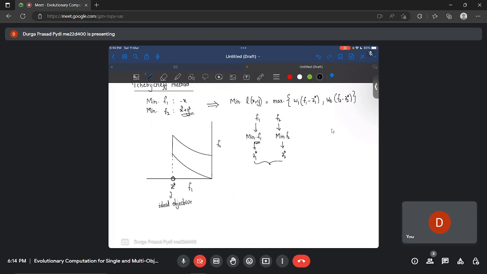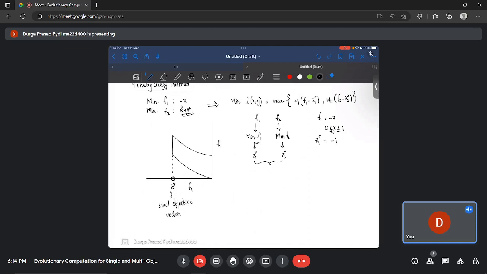Here, when we minimize F1, then Z1 star will be 0. No, F1 is minus x, right? F1 is essentially minus x, and x is between 0 and 1. So Z1 star will be -1.